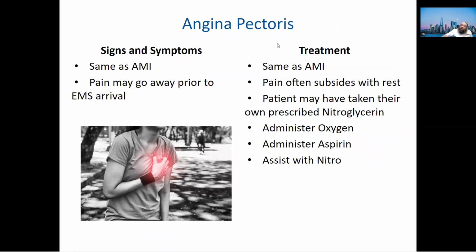Angina pectoris, we spoke about it. It exactly looks like an MI. You will not know if it's an MI in the street. You will know that they have the chest pain, but it could come and go. Give them oxygen, give them aspirin, give them nitro if they have it. Okay. Understand what the nitro is doing.